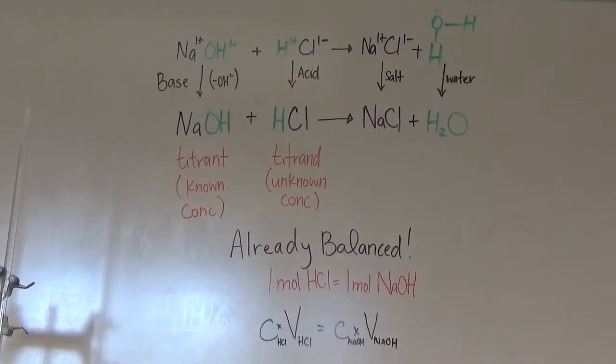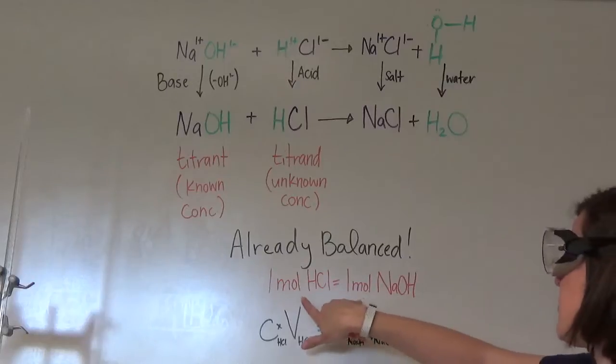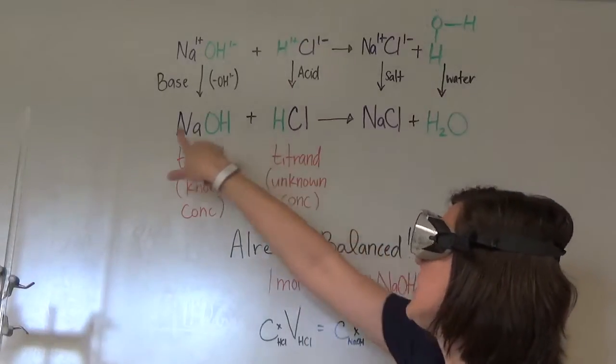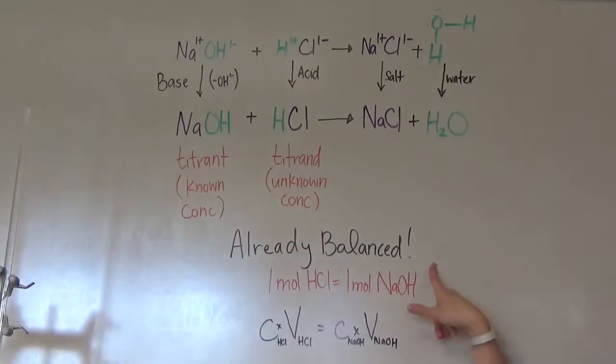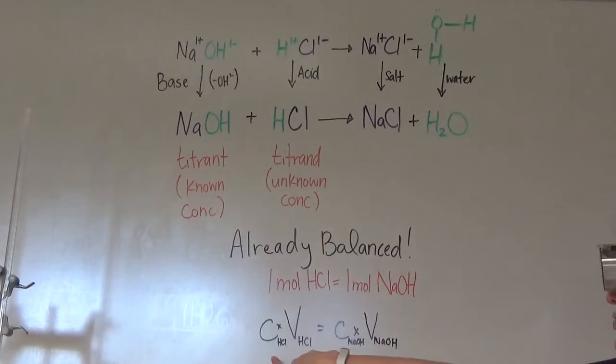Good. This is the big equation that we're going to be using, and we see it based off the fact that I have 1 mole of HCl and 1 mole of NaOH because it's already balanced. I have equal amounts of it. So I can use my concentration times my volume of the HCl being equal to the concentration times the volume of the NaOH, because we learned a few days ago that the concentration is moles divided by liters. So that's the equation that we're going to be using.